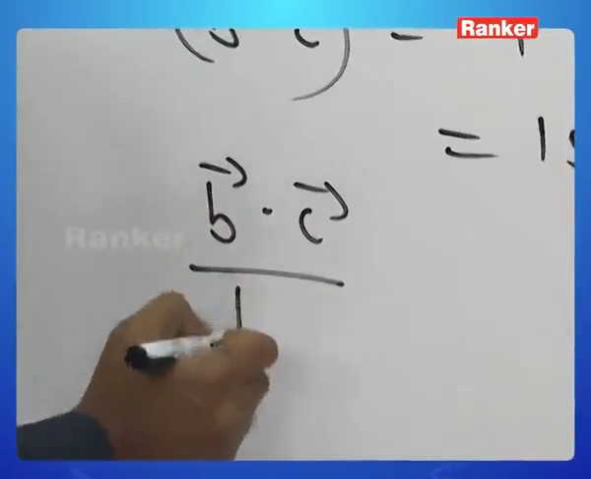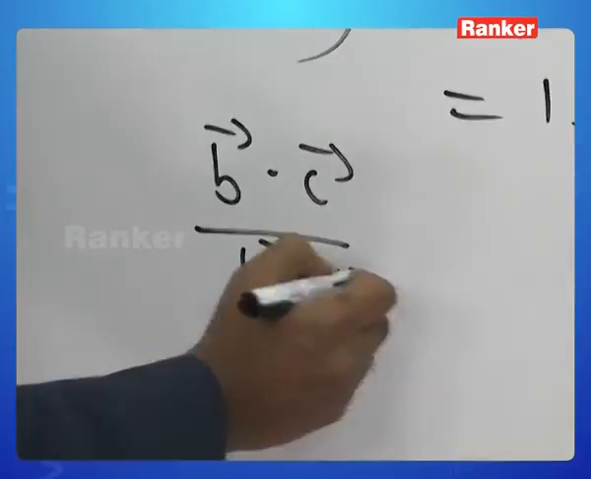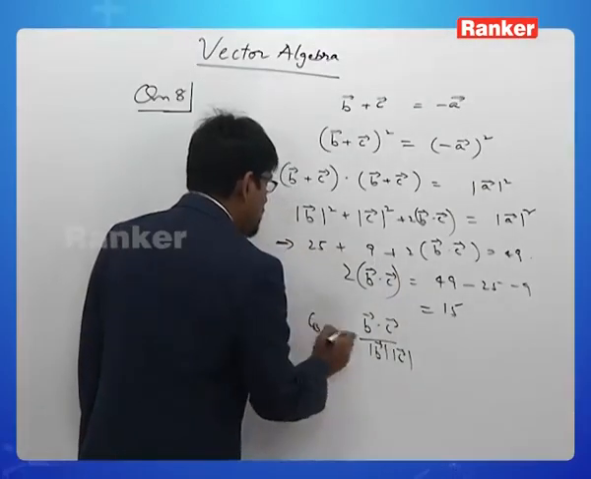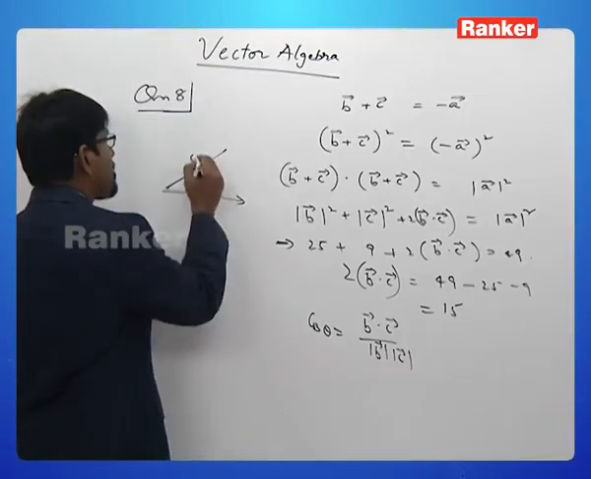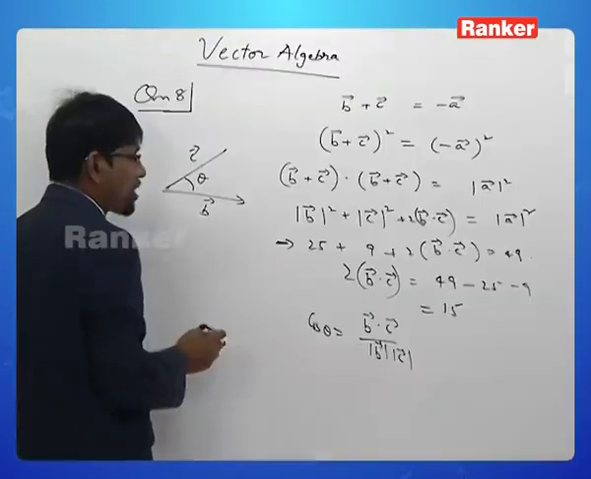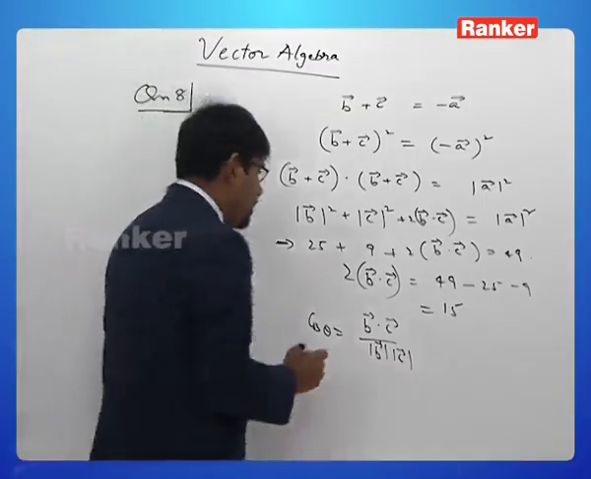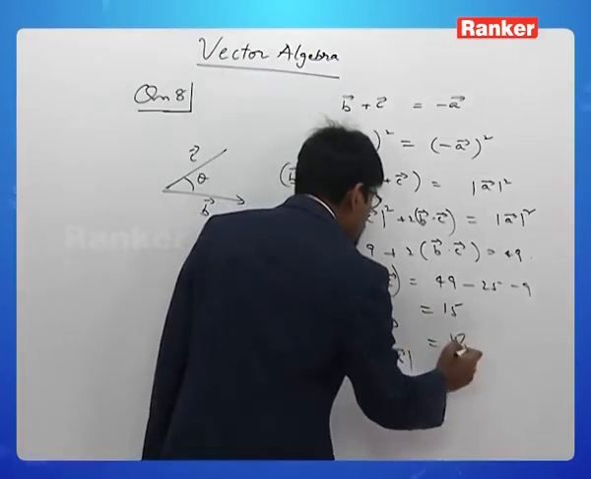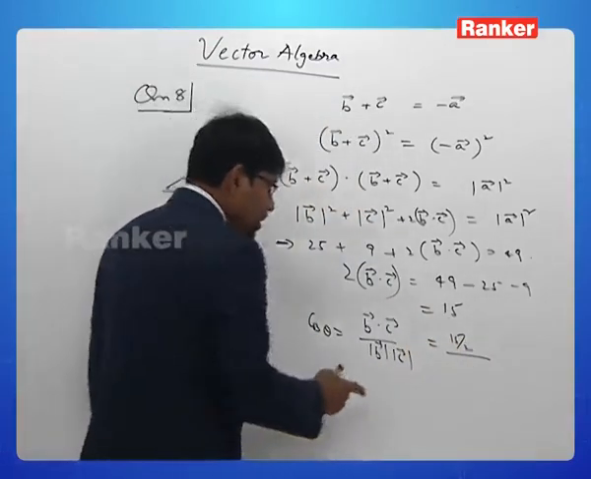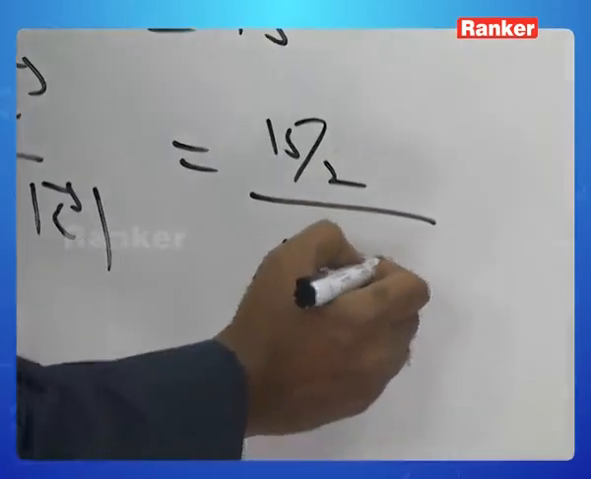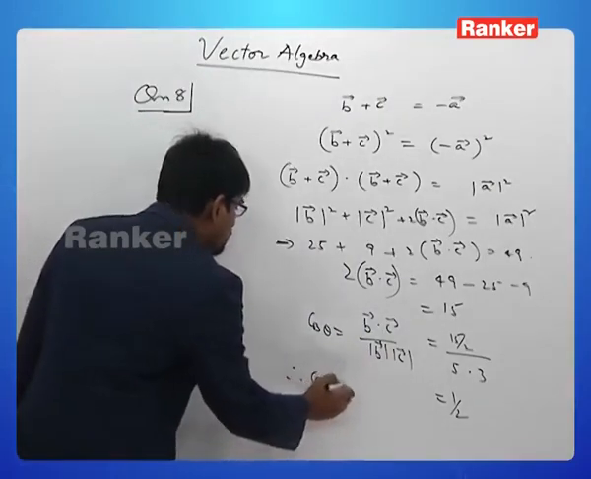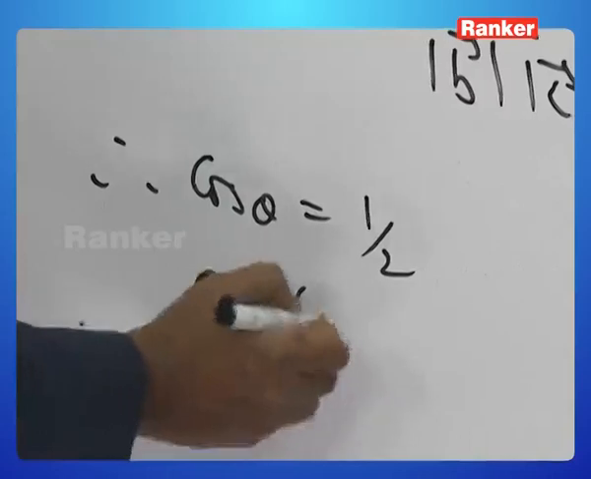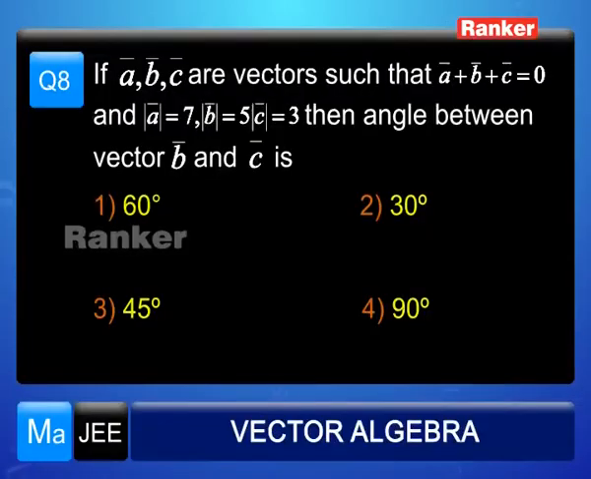by magnitude of b into magnitude of c is the cos of the angle between the two vectors b bar and c bar. Suppose b bar and c bar are two vectors, the cosine of the angle between them is given by the dot product divided by the magnitudes. So we have b dot c to be 15 by 2, the whole thing divided by 5 into 3. So that gives me 1 by 2. Therefore cos theta is 1 by 2. This implies theta to be 60. Therefore option 1 is the right answer.